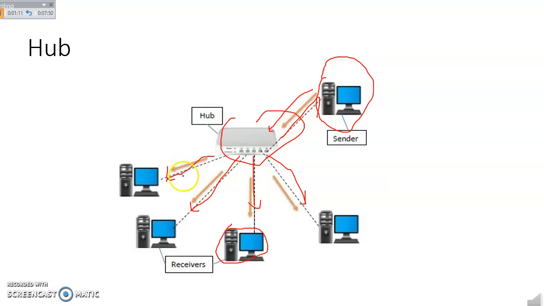Each station will check: this is my message, so it will accept it. This is not my message, so it will discard this message. This will also discard, this will also discard. Again, this one checks and finds it is already its message, so it will accept it, and the others discard. In that way, a hub is not a secure device, because it sends the message to all the devices. That's why a hub is neither a secure device nor an intelligent device.